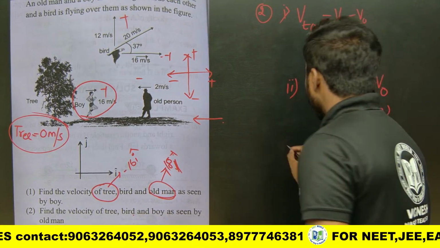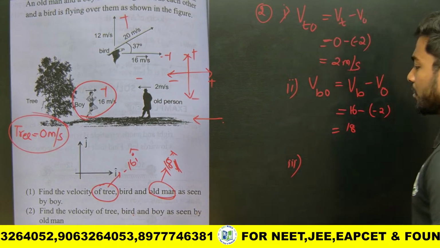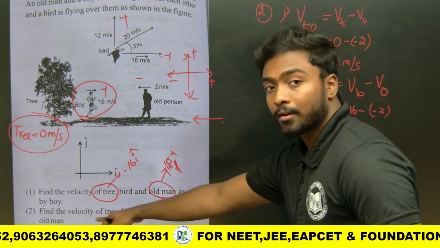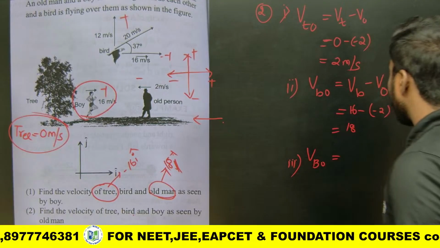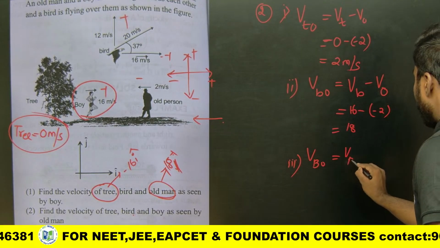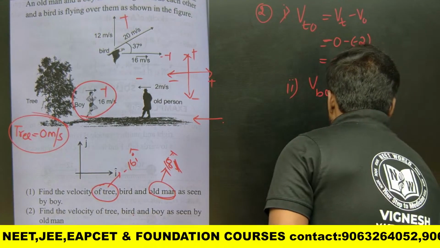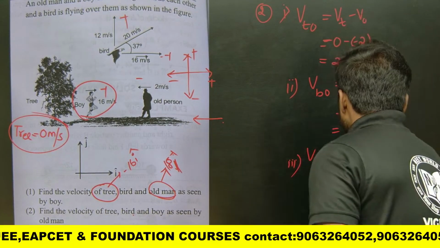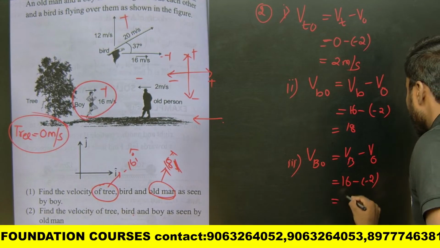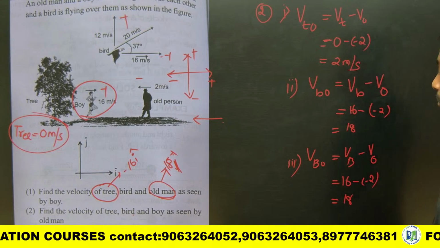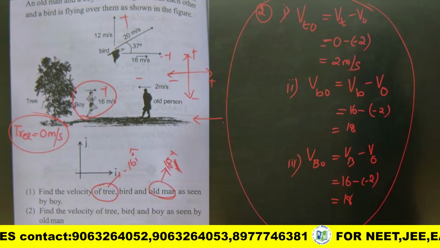Similarly, the third one, velocity of the boy with respect to the old man, which is nothing but velocity of the boy minus velocity of the old man. Am I correct? Yes. So velocity of the boy is 16 minus of minus 2, which is equal to 18. Okay, this is the answer for the second part of the question.